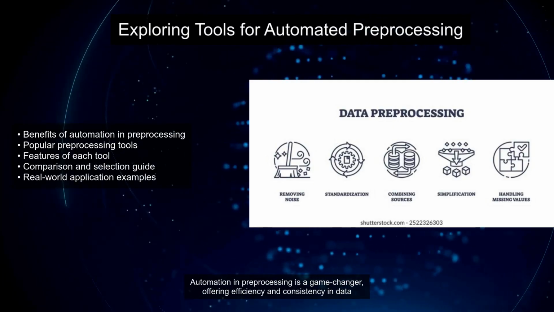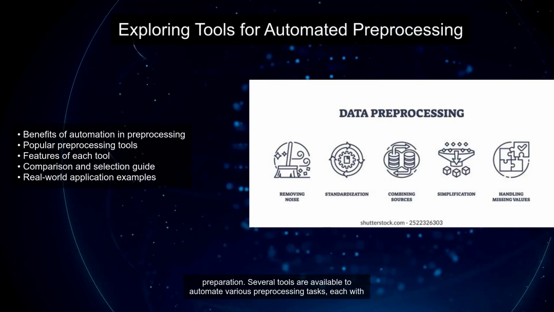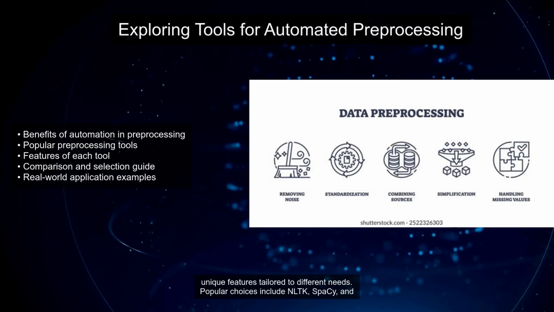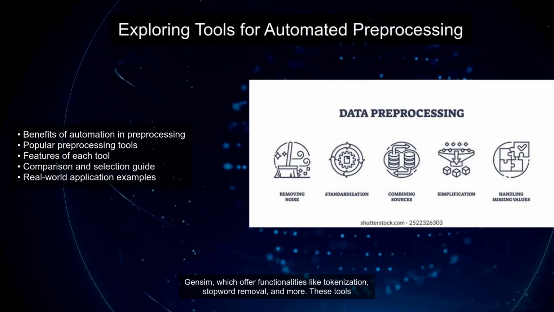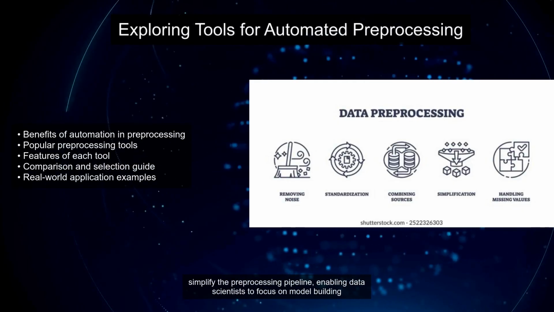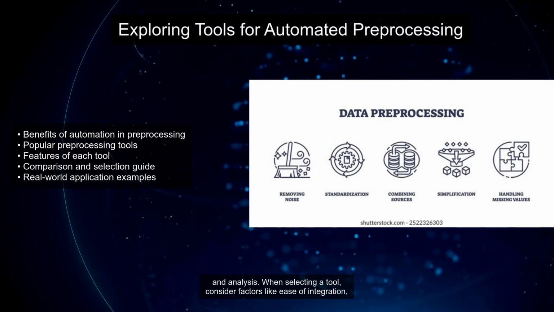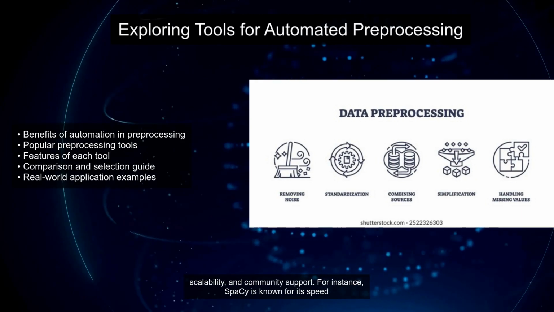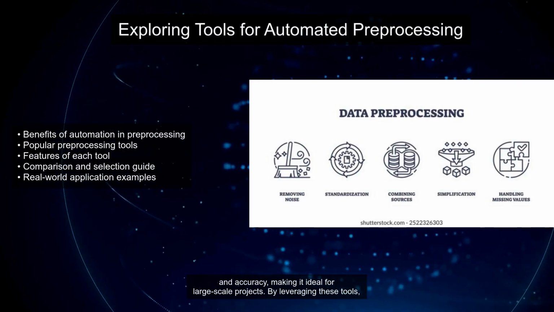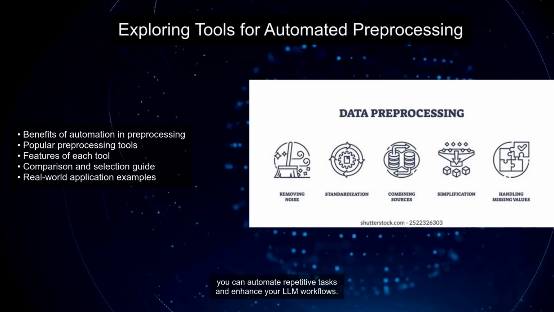Automation in preprocessing is a game changer, offering efficiency and consistency in data preparation. Several tools are available to automate various preprocessing tasks, each with unique features tailored to different needs. Popular choices include NLTK, spaCy, and Gensim, which offer functionalities like tokenization, stopword removal, and more. These tools simplify the preprocessing pipeline, enabling data scientists to focus on model building and analysis. When selecting a tool, consider factors like ease of integration, scalability, and community support. For instance, spaCy is known for its speed and accuracy, making it ideal for large-scale projects. By leveraging these tools, you can automate repetitive tasks and enhance your LLM workflows.